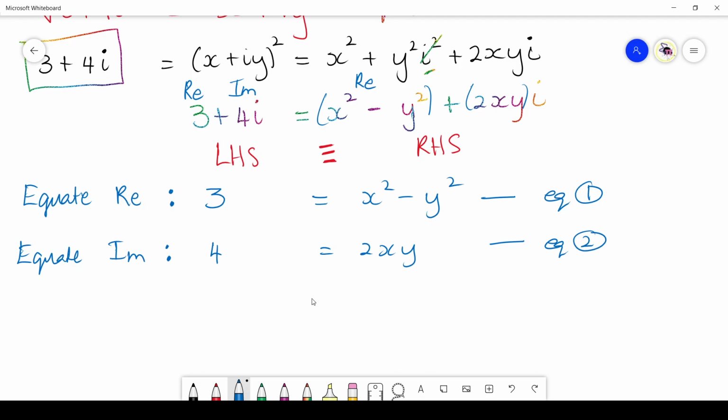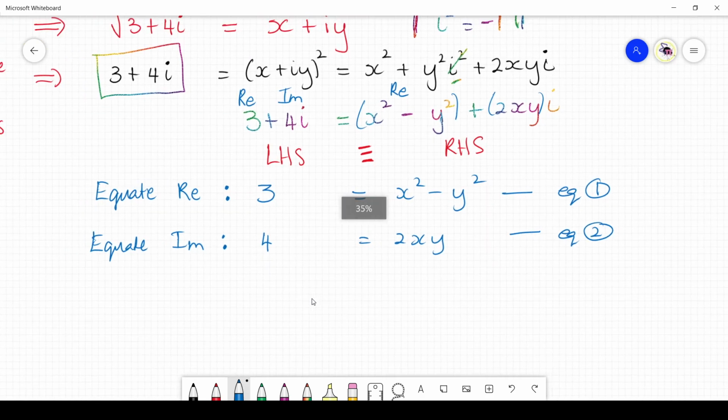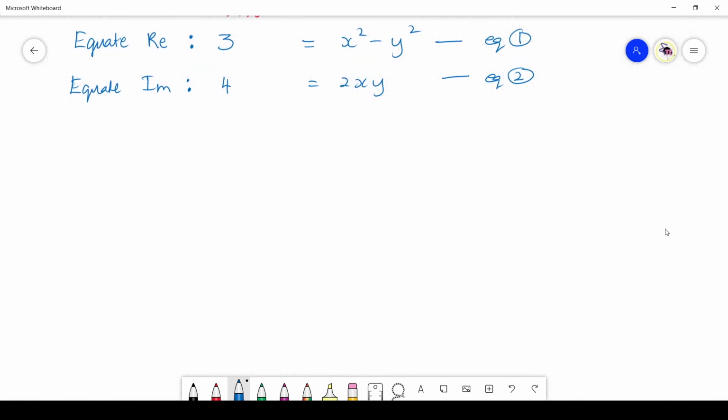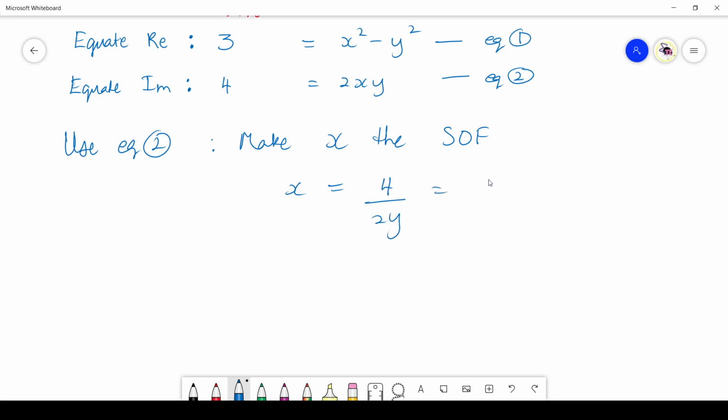Now, you guys know how to solve stuff simultaneously, so I'm going to just talk my way through it very, very quickly. Okay, no rocket science here. I'm going to use equation 2, and let's make x the subject of the formula here. So therefore you will get x being equal to 4 all over 2y, which is equal to, well, you'll just get 2 on top, 2 on y, okay?